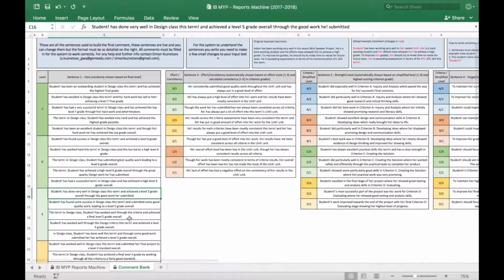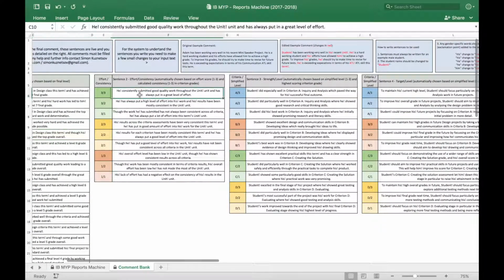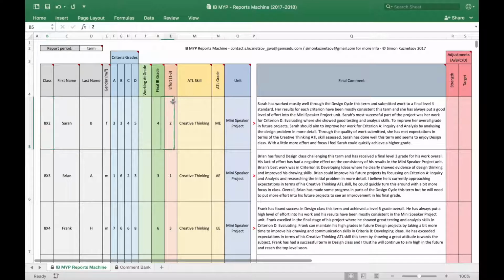So how this works is it chooses one of these comments, then it chooses one of these, and it chooses one of these, depending on certain things. Sentence 1 is a random choice of these 5. Sentence 2 is based on effort and consistency. Effort is your effort input here, which you will manually have to enter. Consistency is worked out in the background, and this looks at the grades here.